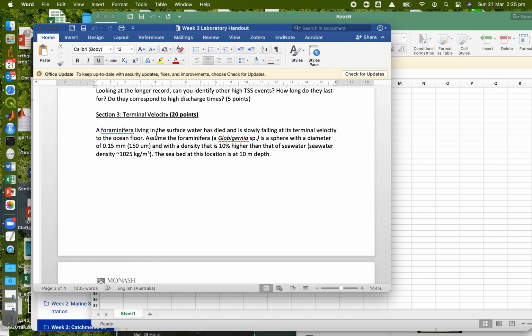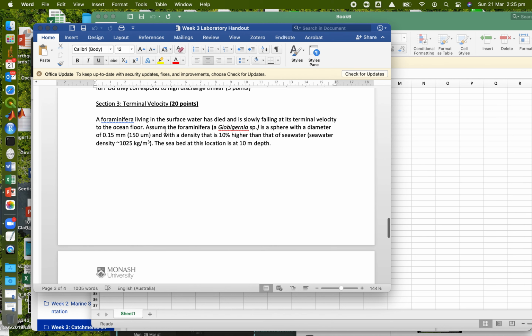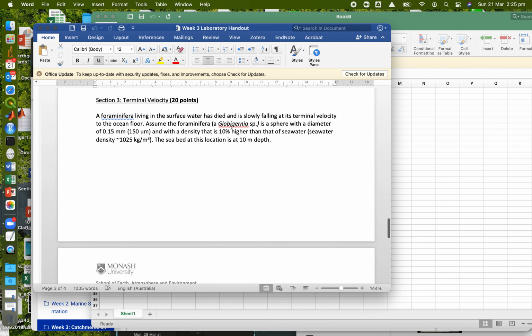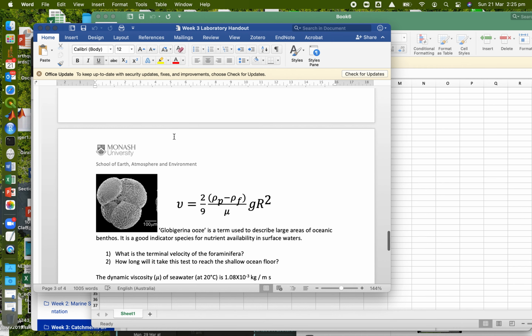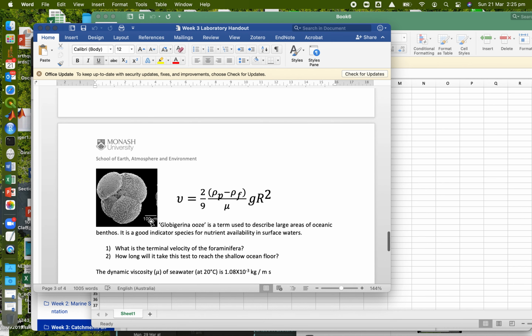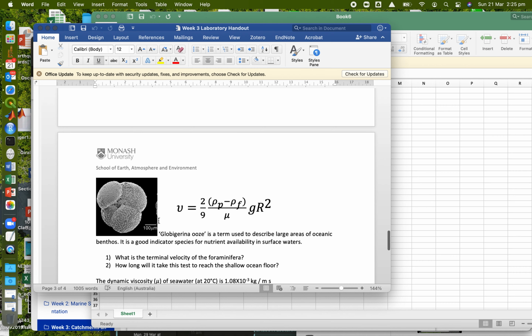We know now that actually the zooplankton eat the foraminifera and then fecal pellets drop down a lot quicker than this. But this question is saying, assuming Globigerina, which is this foraminifera over here, and it's much smaller than the ones you looked at in the microscope. So the ones you looked at are like benthic, they live on the bottom or shallow water. These are the mid-ocean ones, and they're very small. Planktonic creatures are usually very small.